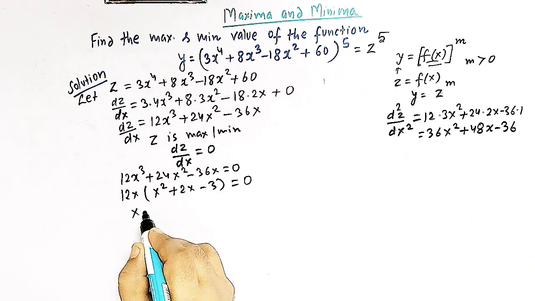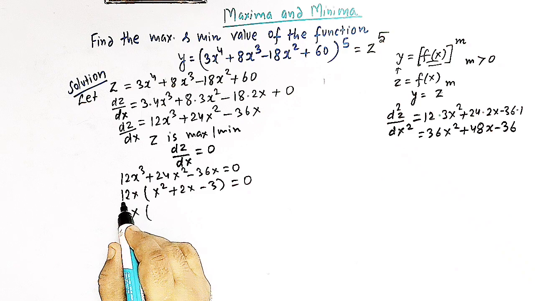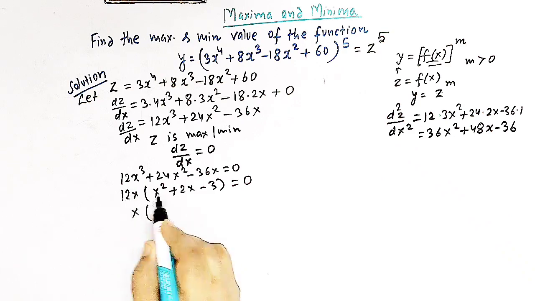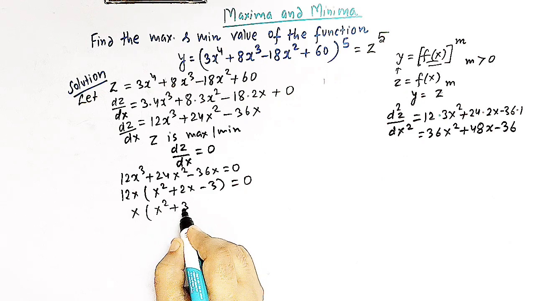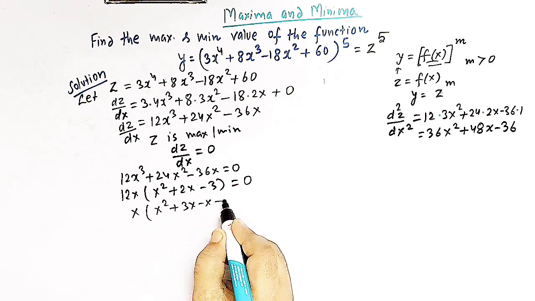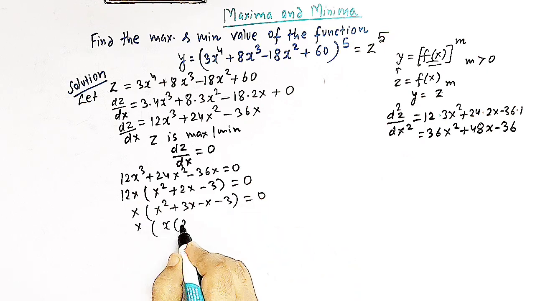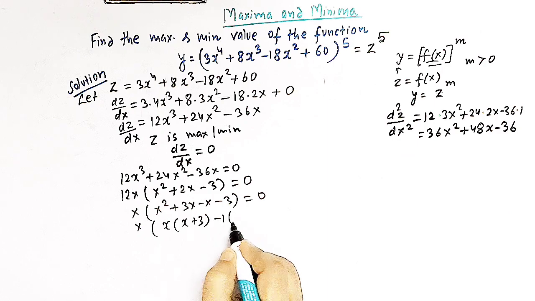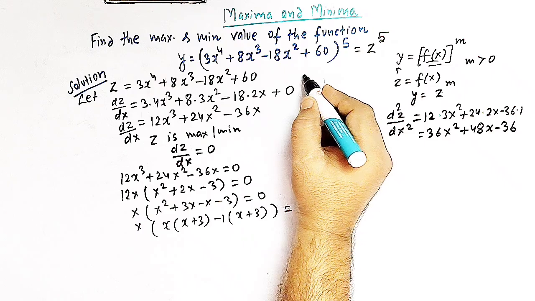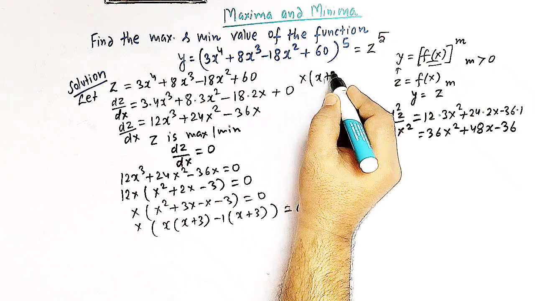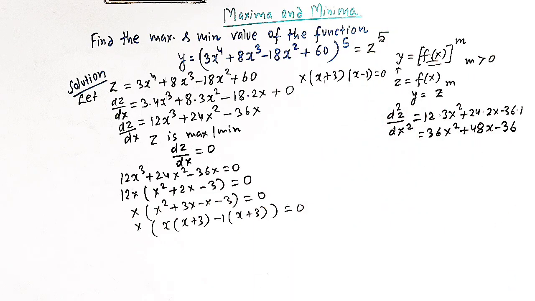Now this 12, when we divide both sides by 12, we can get rid of this 12, and here by splitting the middle term we have x^2 + 3x - x - 3, that is equal to 0. So we have (x + 3) and here we have -1(x + 3), this is equal to 0. So we have x(x + 3)(x - 1) is equal to 0.